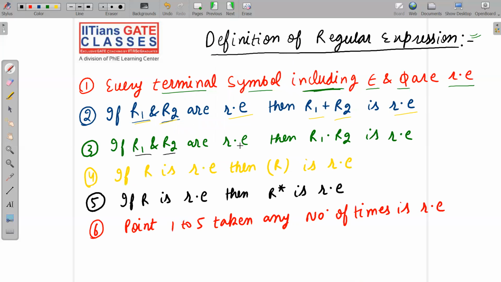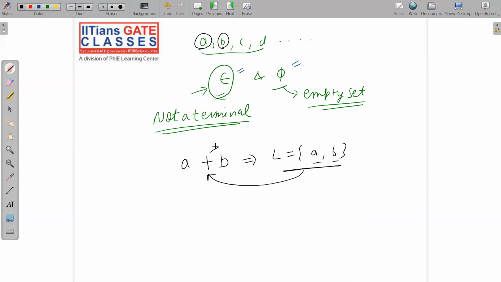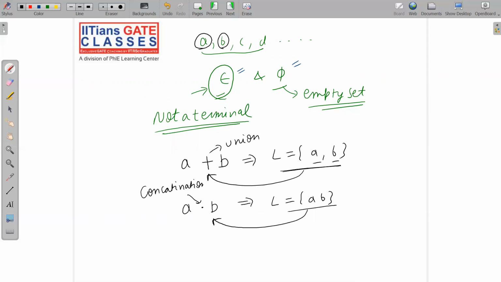Next, if R1 and R2 are regular expressions, then R1 dot R2 is a regular expression. Dot means concatenation, and plus means union. So if A is a regular expression and B is a regular expression, then A dot B is also a regular expression. It represents a language which contains only one string, that is AB. If the language contains only one string AB, then its regular expression will be like this. Please remember this fact: dot is not multiplication, dot is concatenation. Similarly, plus is not addition, it is union. I hope I have made the point clear.